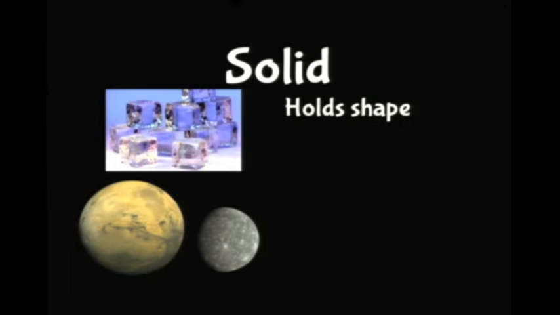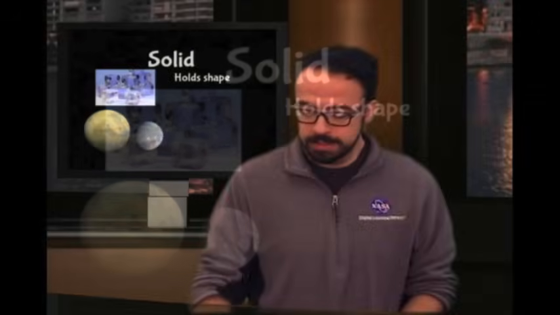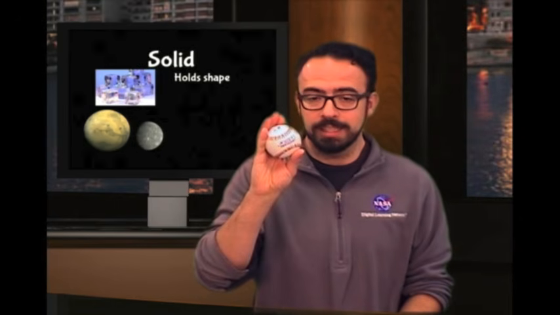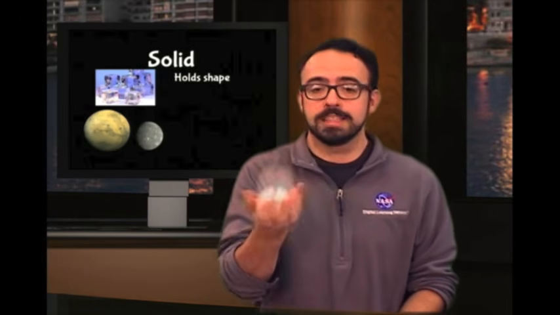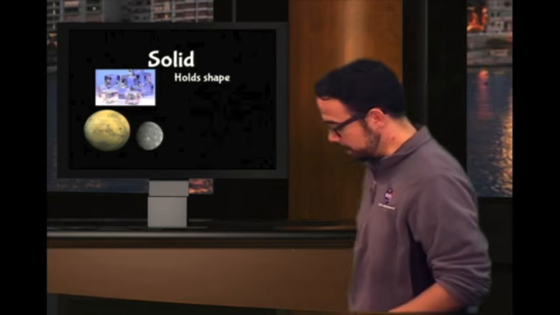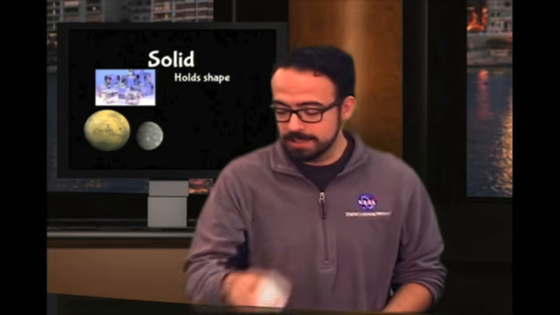Number one, it needs to hold its shape. So let's take this baseball again as an example. The shape is a sphere. I can toss it into the air, the shape isn't going to change. I can bounce it off the ground, the shape has not changed.